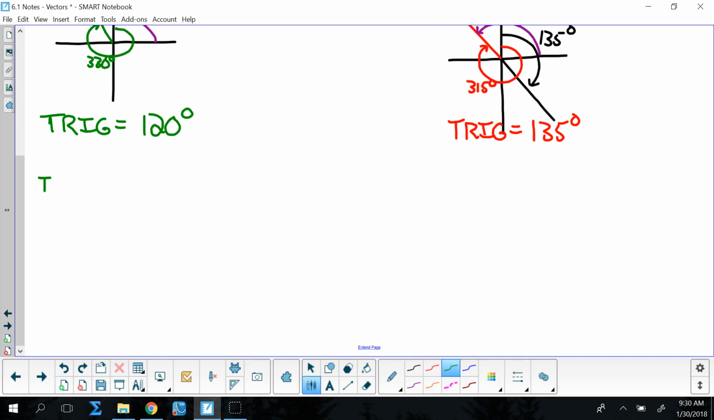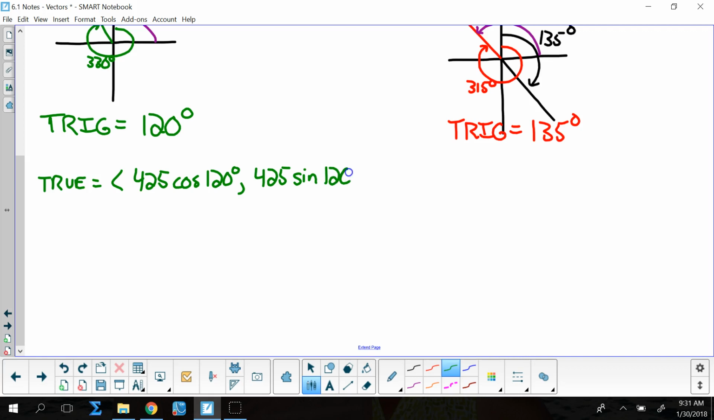So my true vector is going to be 425 times the cosine of 120 and 425 times the sine of 120, which gets me a vector of negative 212.5 and 368.061.